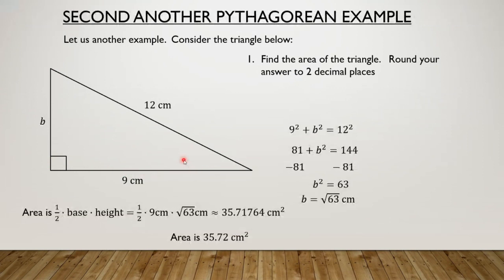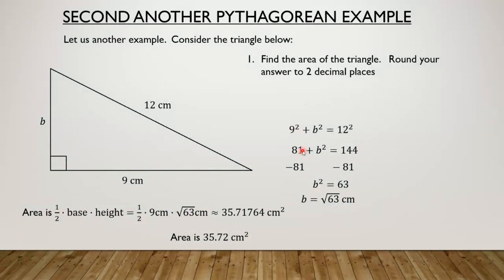Okay. So I called it B. I mean, you can call it X if you want. So how do we do that? Well, we have 9 squared, right, plus B squared equals 12 squared. So from Pythagorean's theorem, we get 9 squared plus B squared equals 12 squared, okay?